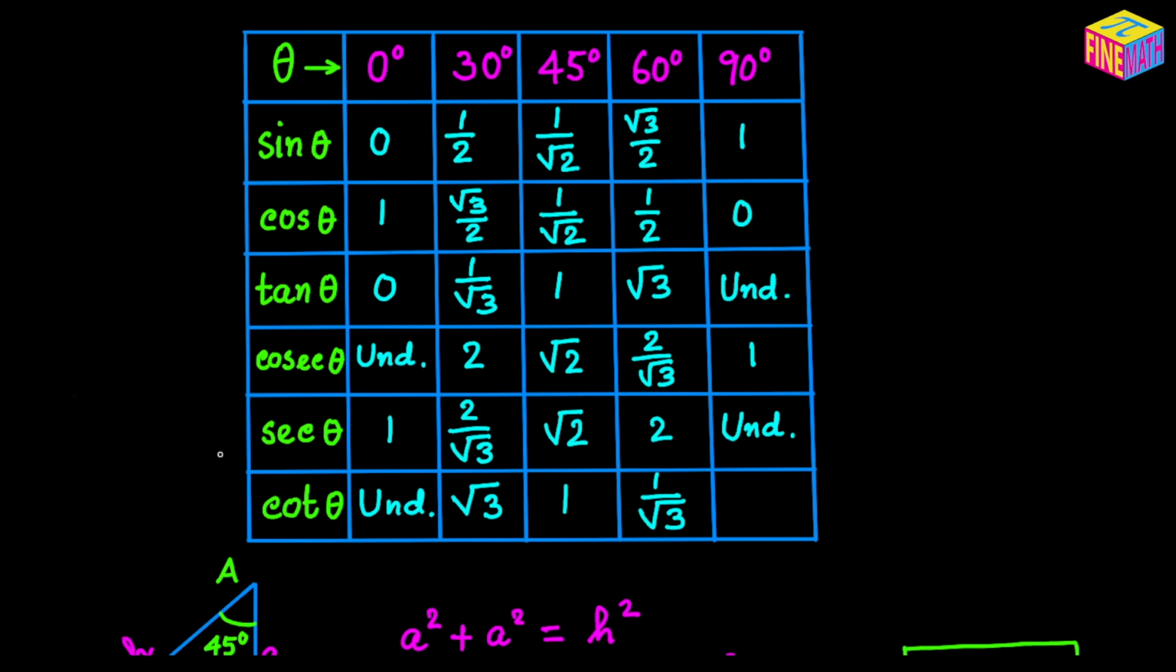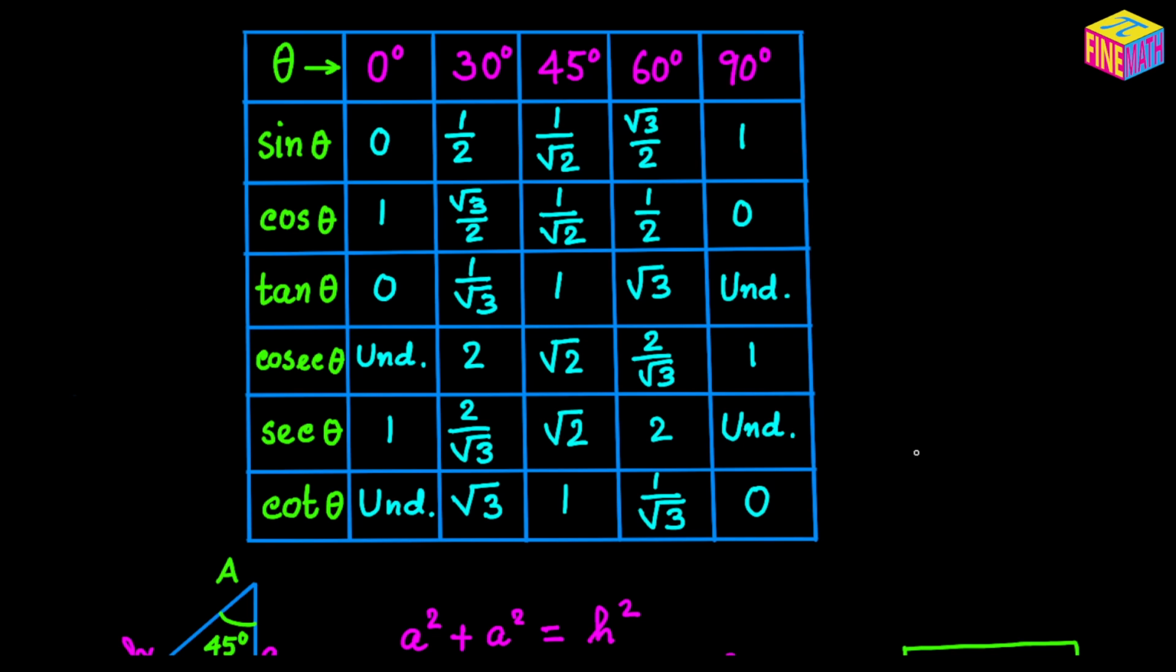Why? Because cot theta is actually cos theta divided by sin theta. So if you think of it from that side, cos 90 degrees is 0 and sin 90 degrees is 1. So cot 90 degrees would be cos 90 degrees divided by sin 90 degrees, that would be 0 divided by 1, which is equal to 0. So cot 90 degrees would be 0. So that completes our table here.